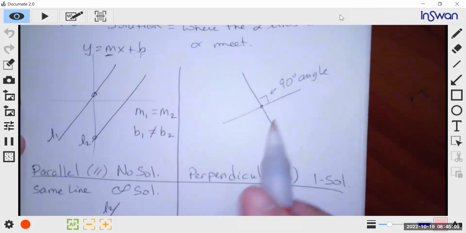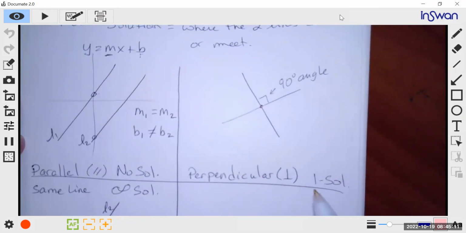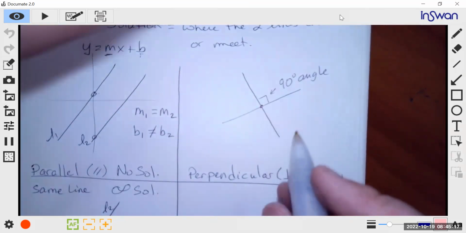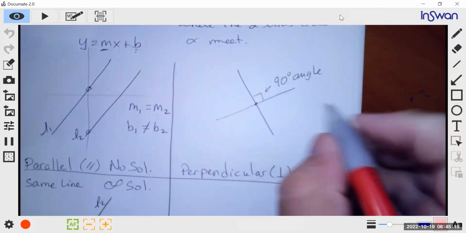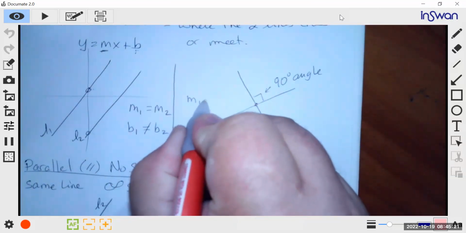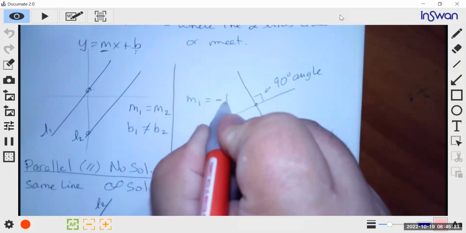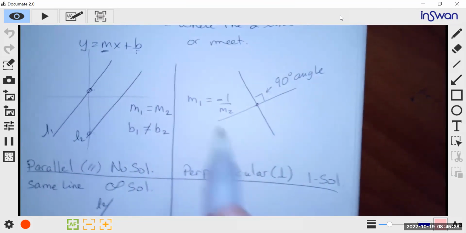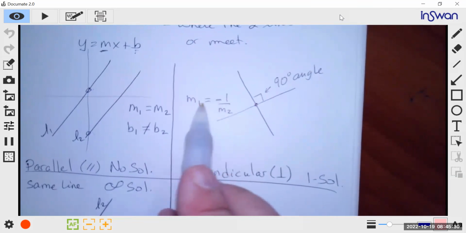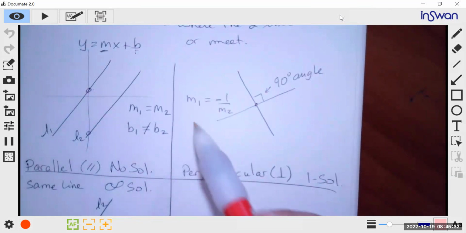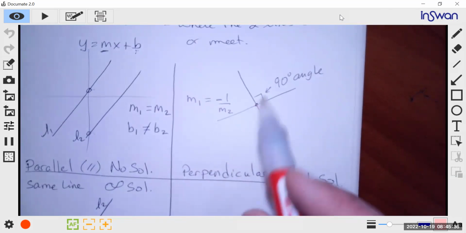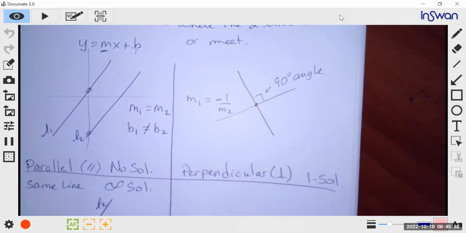So what do we know about these two lines? We can't say much about the y-intercept because they can cross on the y-axis. The only thing we know about these is the slopes have to be negative flips of each other. They have to have different signs, and they have to be reciprocals of each other. If that happens, then they're perpendicular. Then they'll have only one answer.